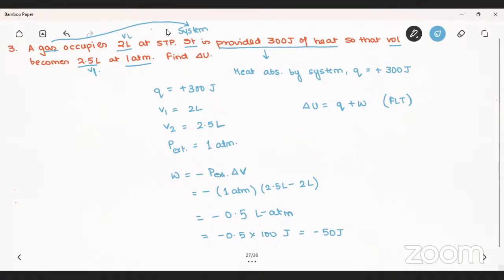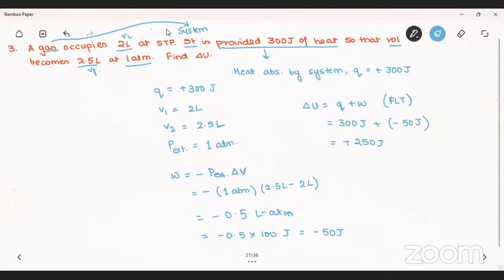Yes, ma'am. Yeah, so are you guys sleeping or what? So Q is given as 300. So what is W? We have just calculated minus 50 joules. So what will be your answer? 250 joules. Good. So is this sum clear?